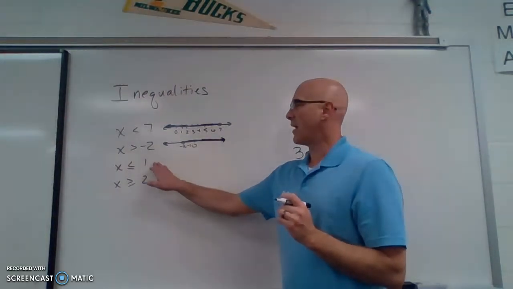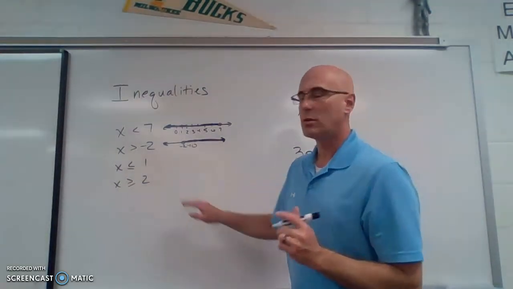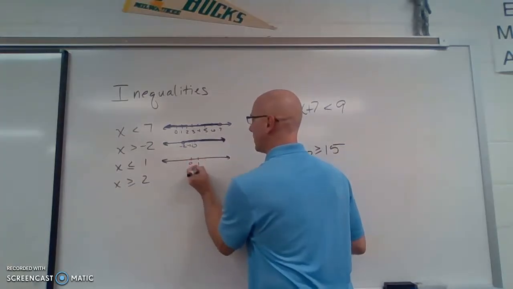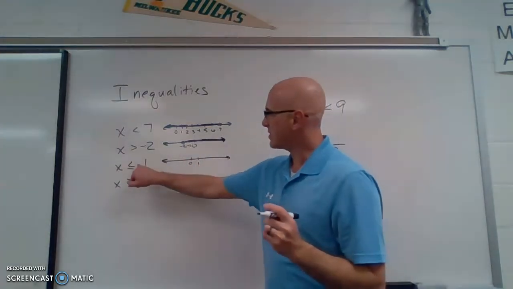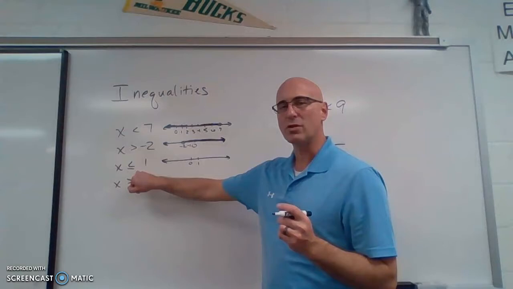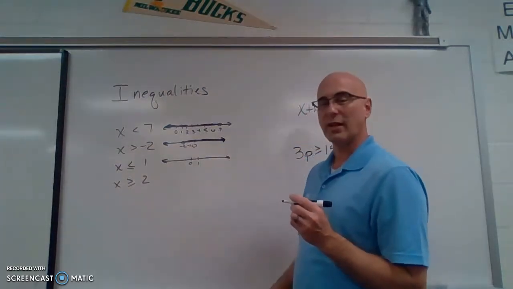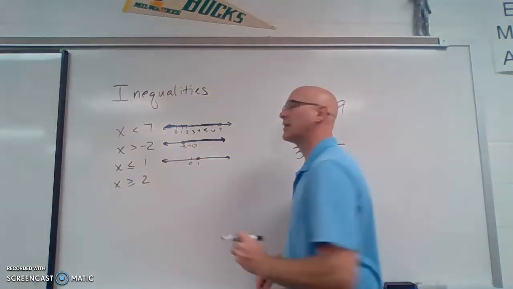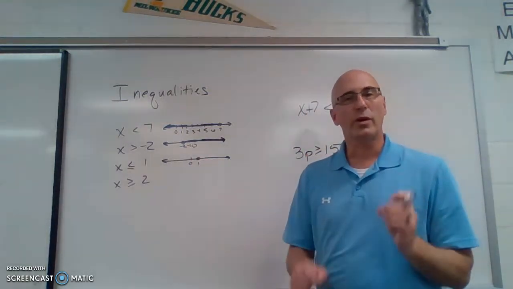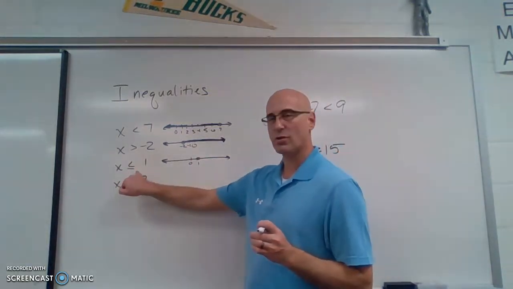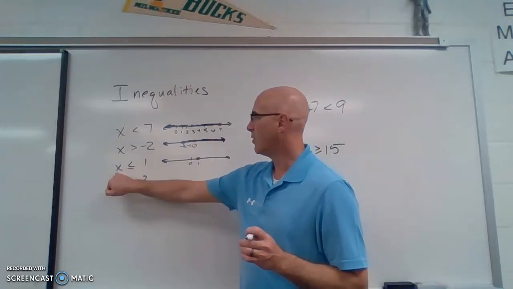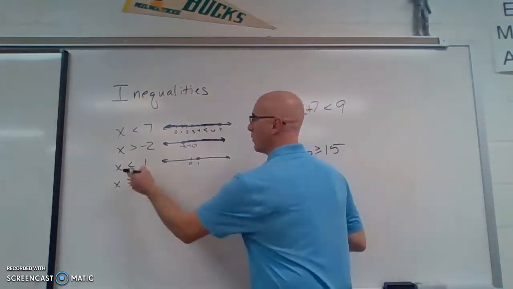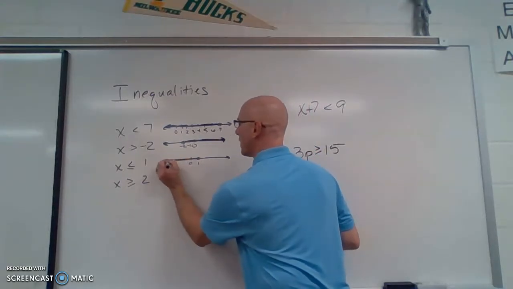Now, we have x is less than or equal to 1. So let's draw our number line. Here's 0, here's 1. Since this says less than or equal to, instead of putting an open circle around the 1, we are going to put a filled-in circle. That means we're including it because 1 also makes this true. 1 is less than or equal to 1. And then we are going to shade to the left.